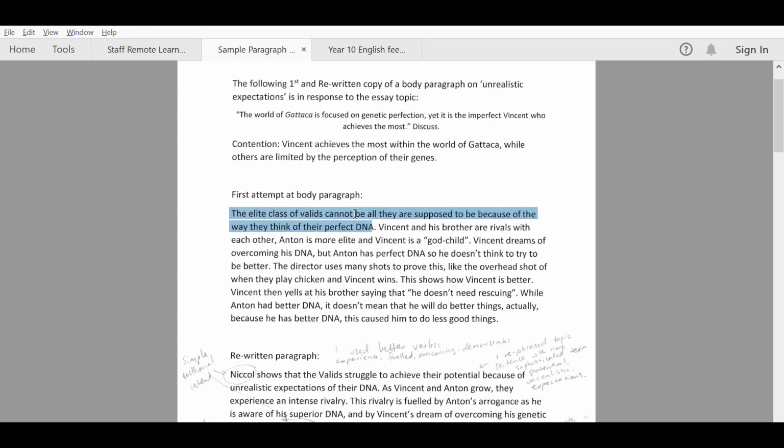The topic sentence should be a clear argument. The elite class of valids cannot be all that they are supposed to be because of the way they think of their perfect DNA. You can see that is loosely connected to the essay topic here. It's loose. It's also a bit clunky in its wording, so I want to improve that.